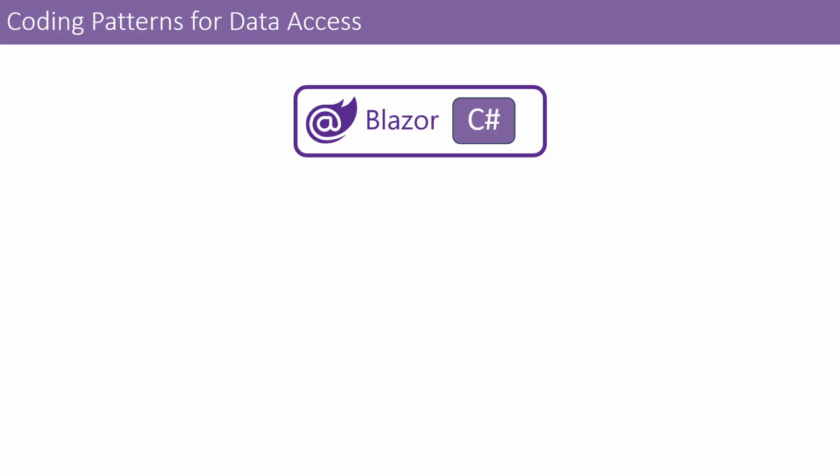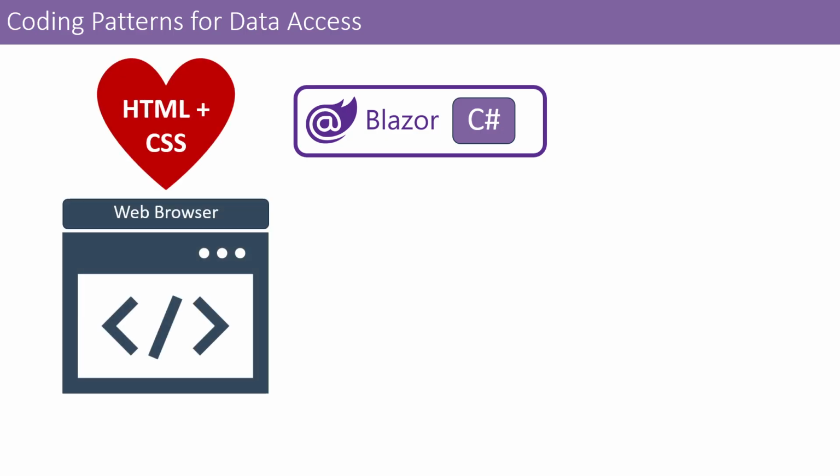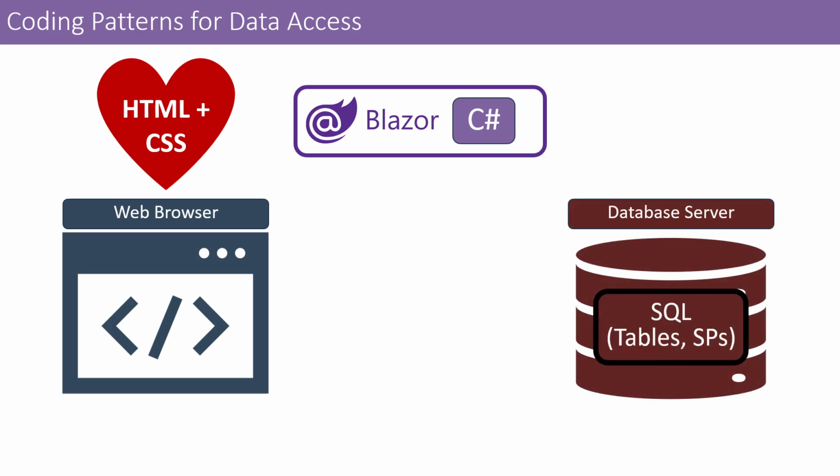All right, so some coding patterns for data access. This is a good thing to keep in the back of your mind when you're looking at implementing hooks in the JavaScript. So we have the web browser and HTML and how all that works. And then we have, for example, our SQL Server database and what goes on there.